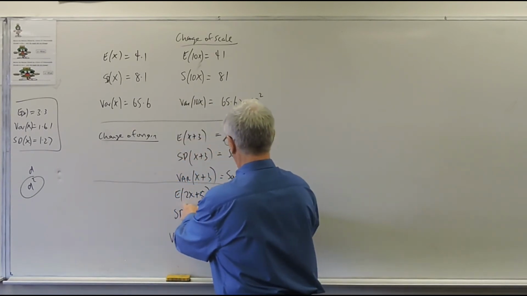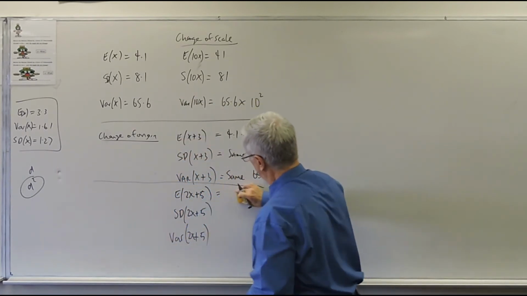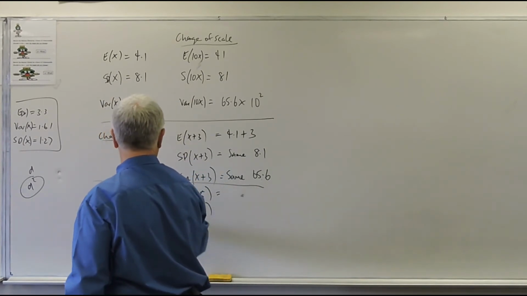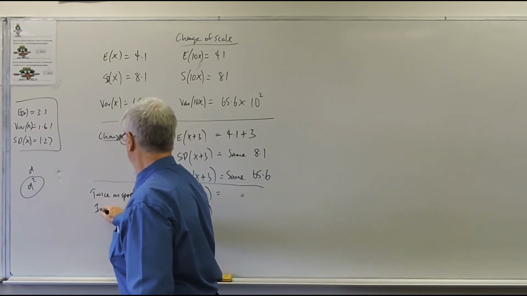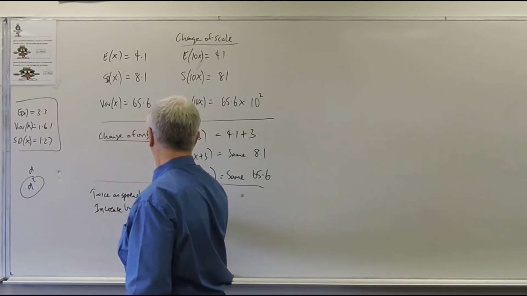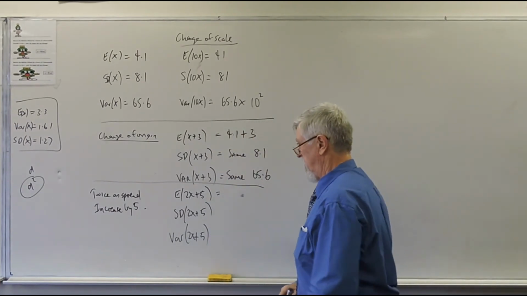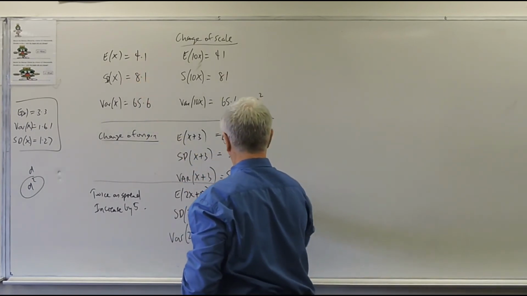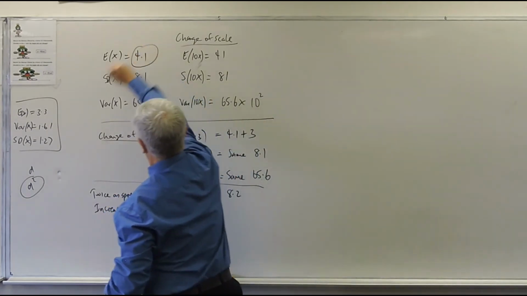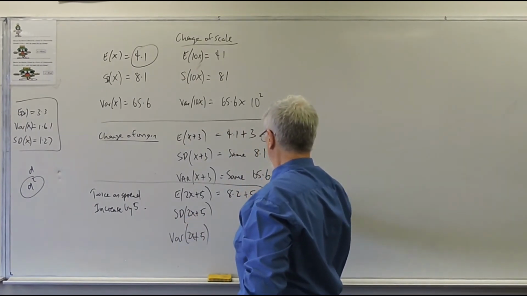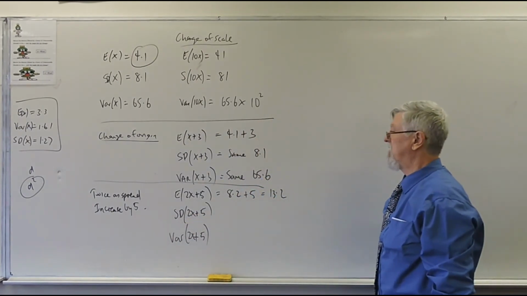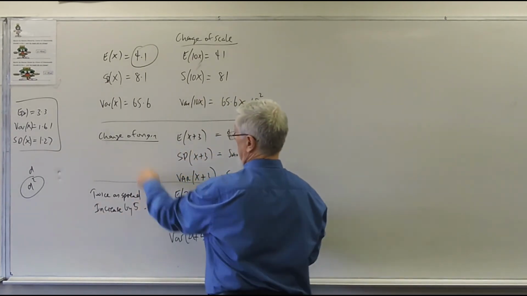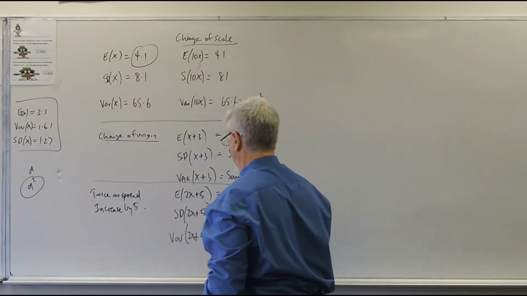We're going to be twice as spread, and what are we going to do? Increase by 5. So if your average got twice as big, that would be 8.2. And what did we do to the average? We added 5, so it's 13.2. Standard deviation, twice as spread, so the 8.1 becomes 16.2.